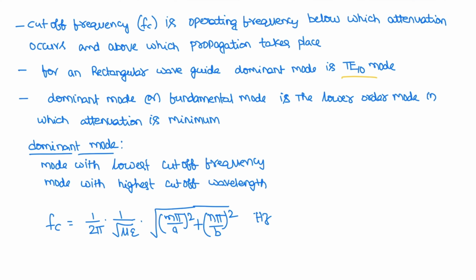The cutoff frequency formula is Fc equal to 1 by 2 pi square root of 1 by mu epsilon, times square root of (m pi by a) whole square plus (n pi by b) whole square. This is the formula for cutoff frequency Fc in a waveguide. The cutoff frequency is the operating frequency below which attenuation occurs and above which propagation takes place. Simply, a waveguide acts like a high pass filter.